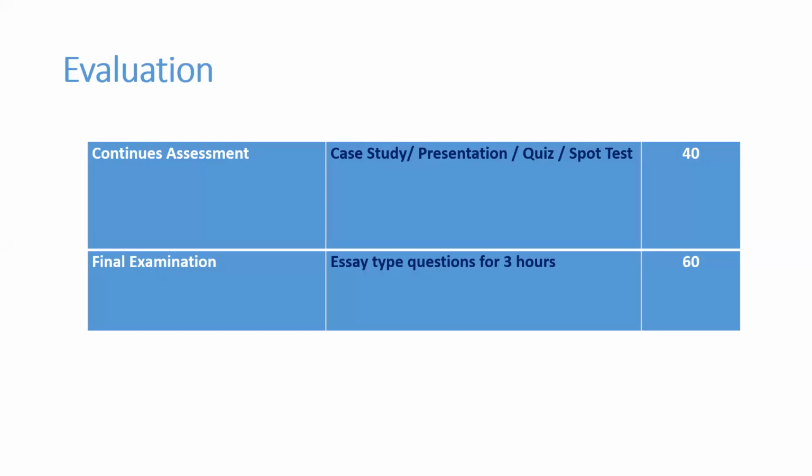I think you all have understood. This is for the physical examination. We are starting online, but later on, we are going to move to physical classes. Therefore, the evaluation is for the physical: continuous assessment 40% and final examination 60%.